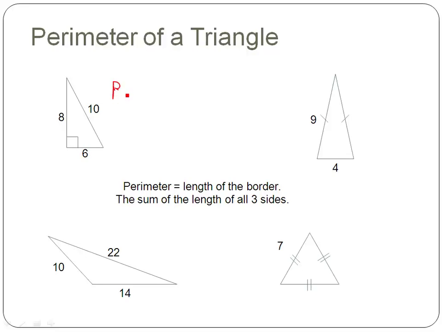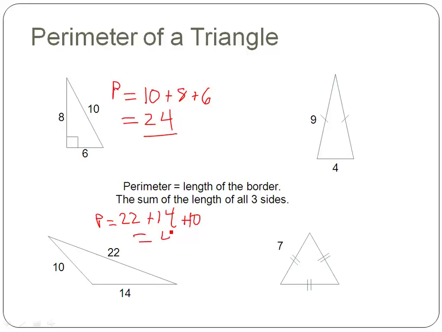So in this first triangle, it's simply the sum of all three sides, 10 plus 8 plus 6. So my perimeter of this triangle equals 24 units. Continuing down to the obtuse triangle, same calculation. So my perimeter is going to be 22 plus 14 plus 10. So my perimeter is 46 units.